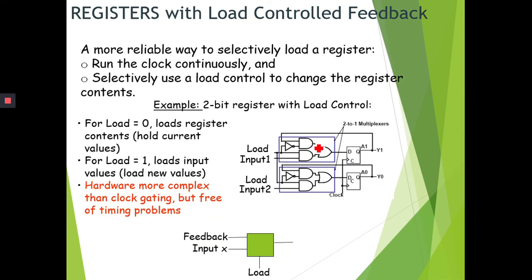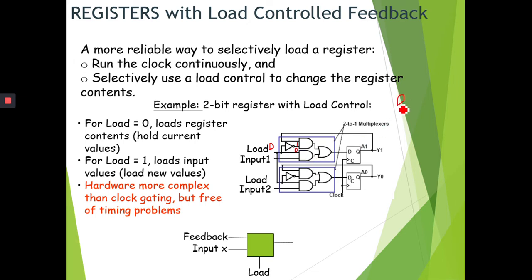Basically, this is how the circuit looks. You can see here a 2-to-1 multiplexer in terms of gates. We have two inputs, input 1 and input 2, and here is the flip-flop. Let's say the load signal is equal to 0. You can see here it becomes 1, and here the input is 0. They are using an AND gate here.